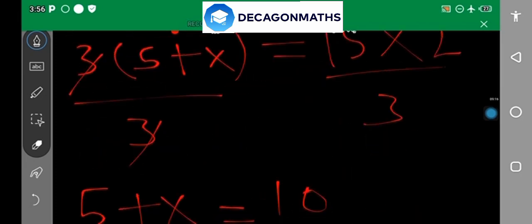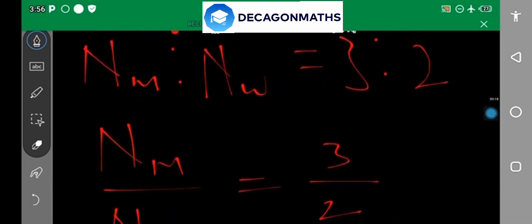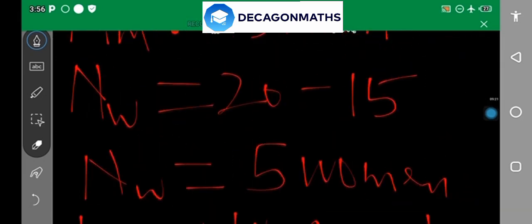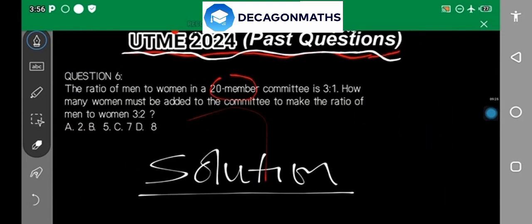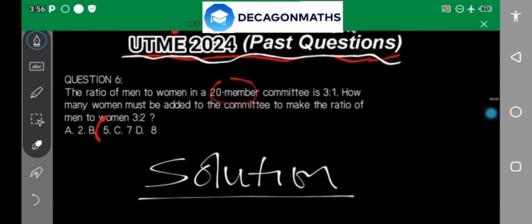So this implies that the number of women to be added for it to become a ratio of 3 to 2 is 5. And let's check that in our options. So our correct answer is C.